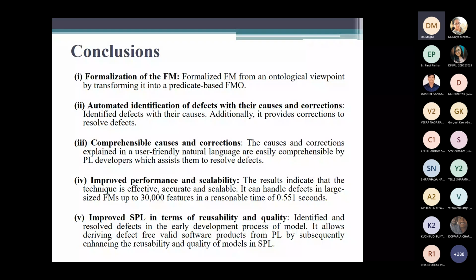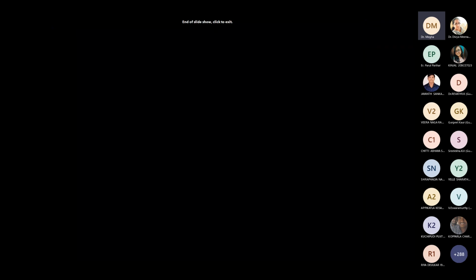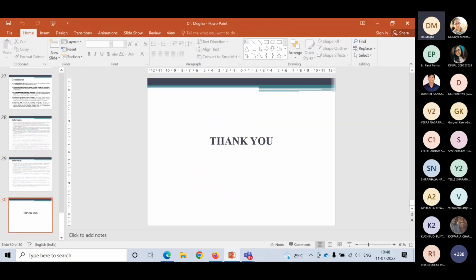So once we identify the defects in the early stage, it means that if a company is going to create a new product, it can reuse the software products which are there with the existing system. So that is the reason defects should be resolved as early as possible, so that these defects should not be inherited in the new products. So that's how it is going to be beneficial in the industrial domain. So these are the references that I have used for this work, and that's all about the topic.